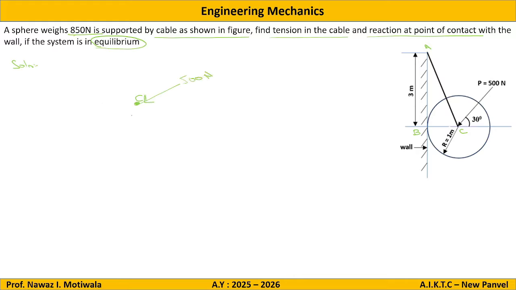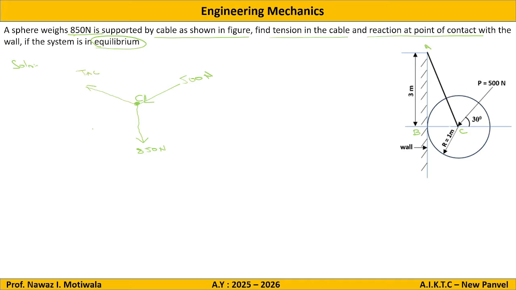Then self weight. Self weight should be shown always vertically downwards. So a vertical downward force of 850 Newton, because the weight is given as 850. Then reaction from contact surfaces. Before that, one thing we have missed, that is tension in the cable. This sphere is supported by cable AC, so there will be tension also, and tension should be shown away from the body. So let us say this is the tension in the string AC.